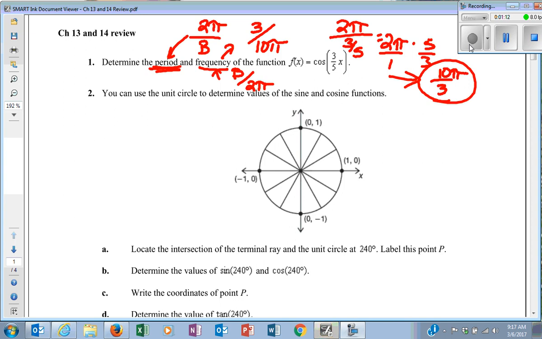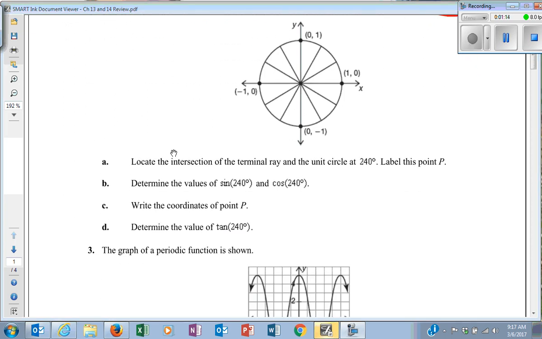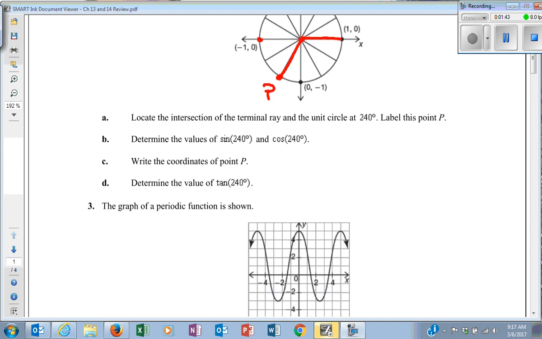Moving on to number 2. For number 2, it asked me to go ahead and locate the intersection of the terminal ray. Terminal ray just means it starts in the center and the unit circle, and it's at 240, and it means that this is going to be one of the rays. And if I go 240, it's going to look like this. I know this is 180. If I go up another 30, that's going to be 210, plus another 30 would be 240. So this is point P. They asked me some questions after that. So I locate that on the unit circle.